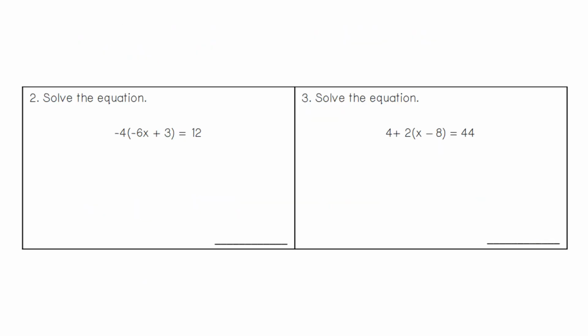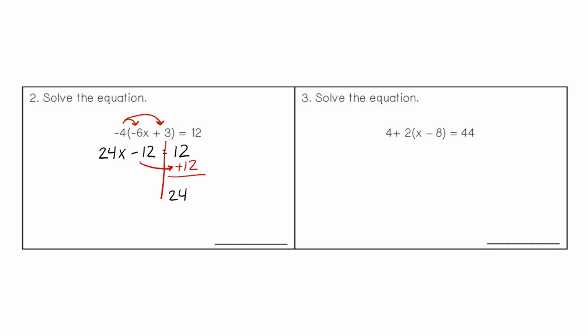Number 2, we start with our parentheses, meaning we're going to multiply both sets of numbers. Negative 4 and negative 6 would give us a positive 24x. Negative 4 times 3 gives us a value of negative 12. And then our equals 12 at the back. Drawing our line down our equal sign, we move our numbers away from the variable. When you move a number, it changes to the opposite. So minus 12 would become plus 12. 12 plus 12 gives us 24.